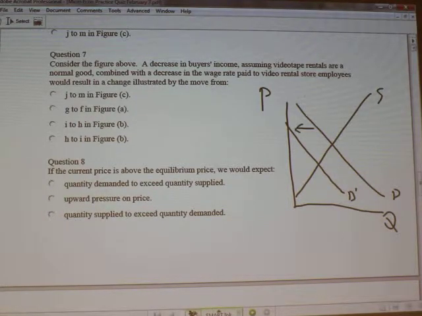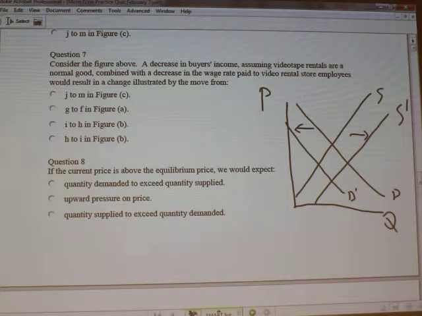So demand falls. And then, at the same time, there's a decrease in the wage rate paid to video rental store employees. That's going to affect supply, right? And it's going to make it easier or more difficult to sell videotapes. The wage rate goes down, so it becomes easier now. You can hire more people. You can keep them working longer for the same amount of money, right? So it's easier to produce videotape rentals, and supply increases from S to S prime.